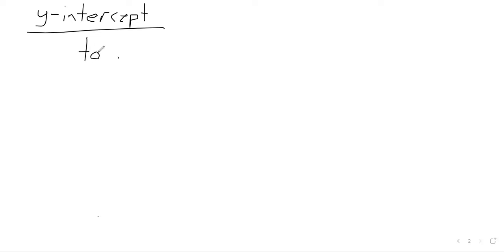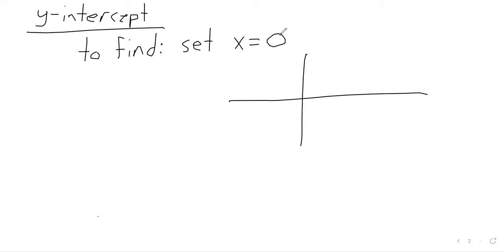Well, the first question is how to find the y-intercept. We set x equal to 0, because this vertical line, this y-axis, is all of the points where x equals 0. So if we want to know when we're on this line, we set x equal to 0. And usually this is nice and straightforward because usually you've got your y on one side of the equality and your x's all on the other side.